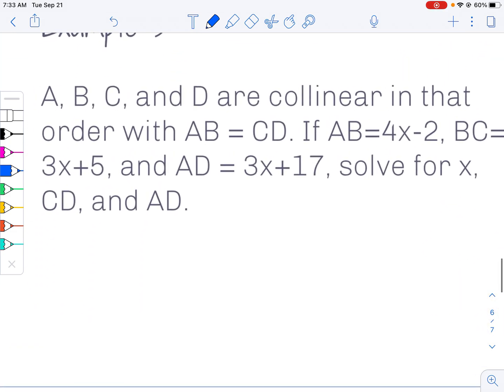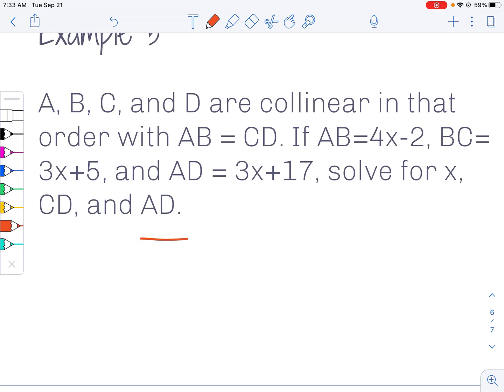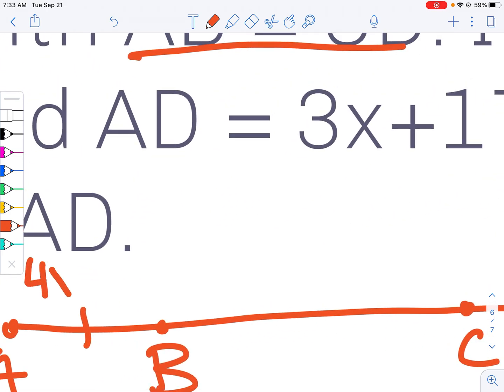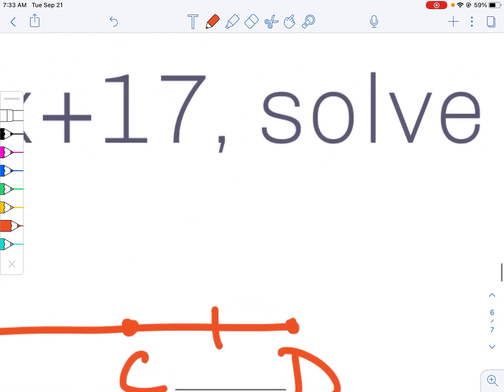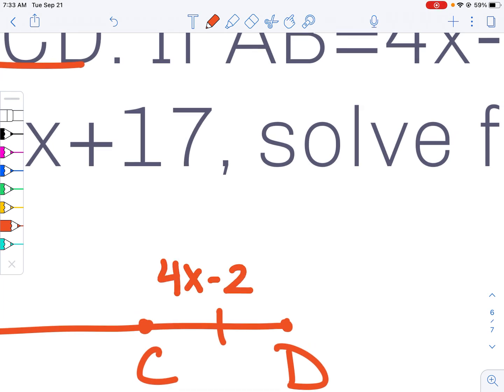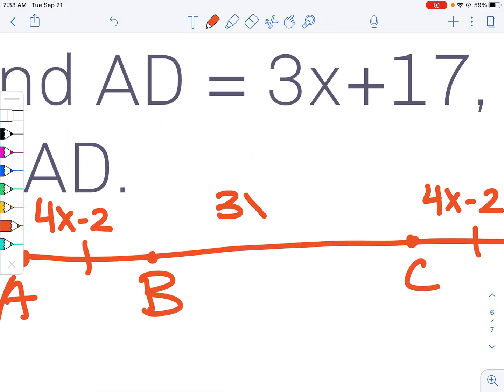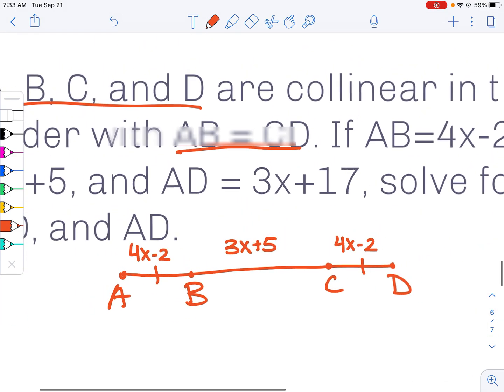This fifth example is the exact same thing, except now I'll have algebra on both sides. So I'm still going to start with my picture with A, B, C, D in that order. I know AB equals CD, so the lengths are equal, which means the line segments are congruent there. AB this time is 4x minus 2. That same value can go in for CD. BC is going to equal 3x plus 5. And then the entire length is 3x plus 17.